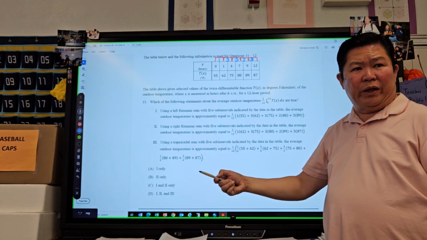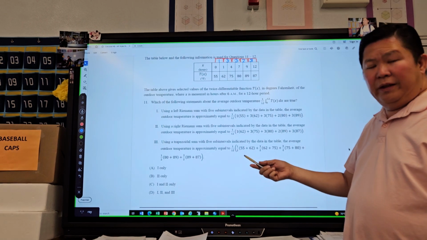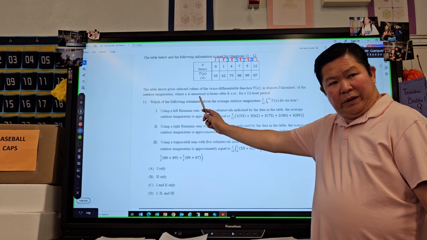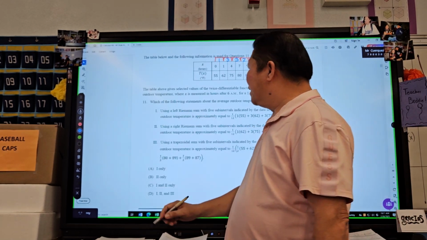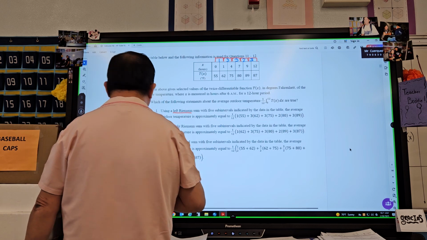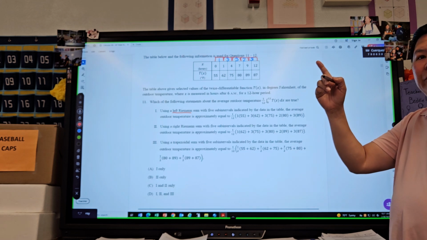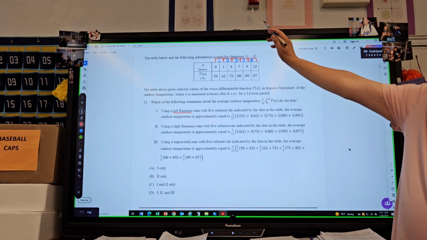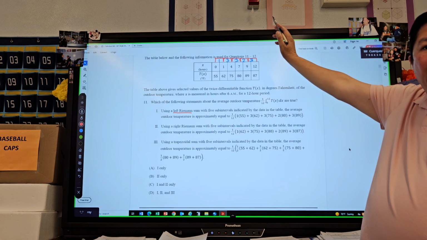What is number 1 all about, Joseph? Yes, it's all about... left Riemann sum. Left Riemann sum. Very good. So, here, this is the technique for left Riemann sum. You look at the height. What's the first height right there? 1.